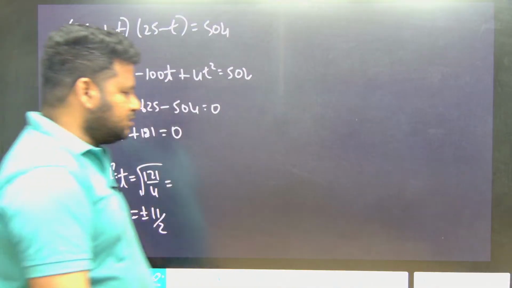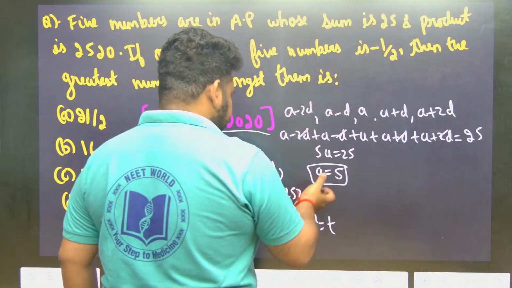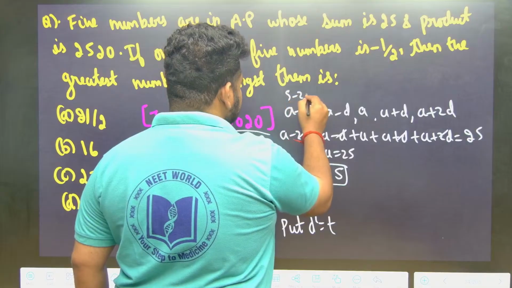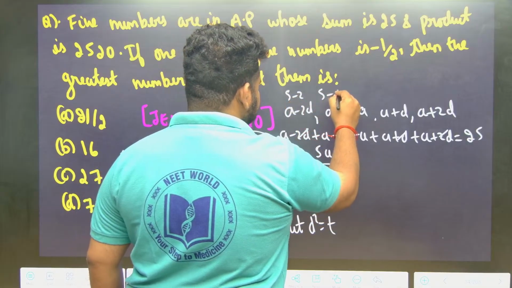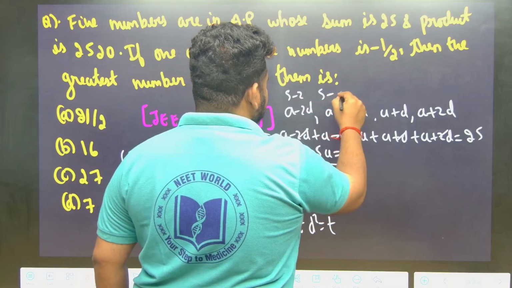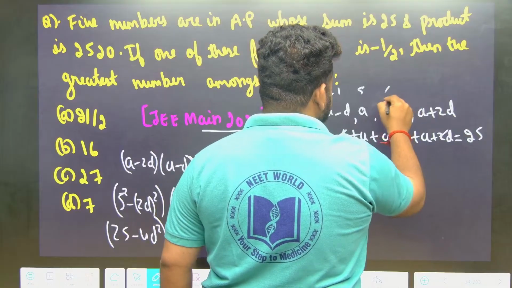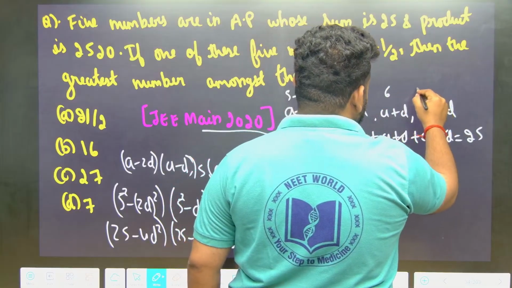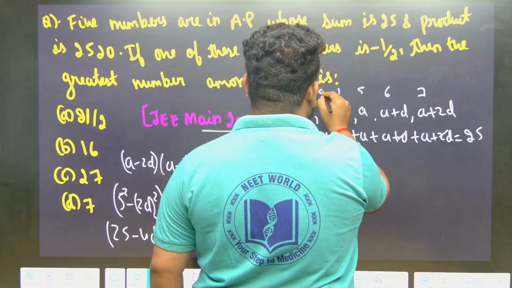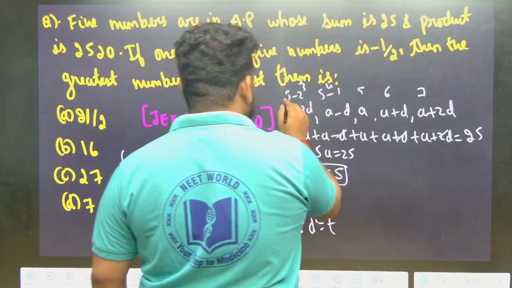If I put d is equal to plus or minus 1, where a is equal to 5, 5 minus 2 into d is what? 5 minus 2, this will be 3, 5 minus 1, 4, and this will be 5 plus 1, 6, and this will be 5 plus 2, 7. And here definitely I will not get minus 1 by 2. I cannot get minus 1 by 2 here.